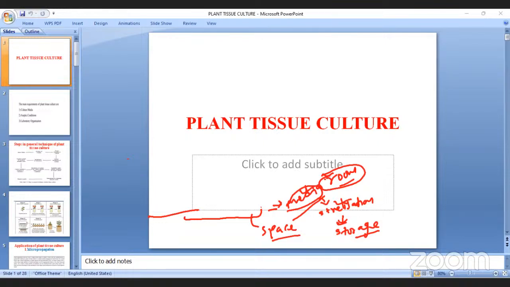Now we already know about culture media. How do we prepare the culture media? Let's see how to prepare it.